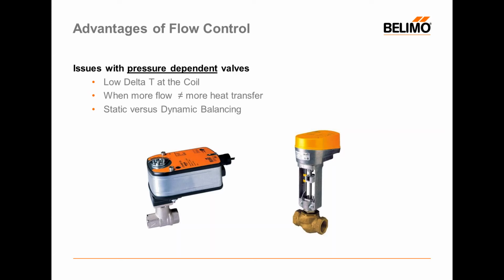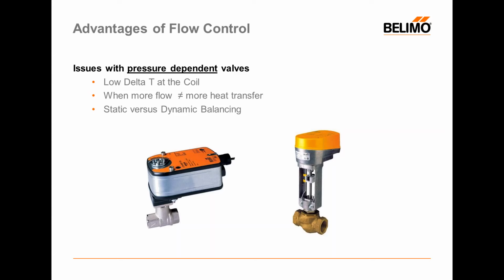And so what we really need to do is examine some of the ways that pressure-dependent valves or position control valves, such as the CCV or the globe valve that are shown here on the screen, don't behave like we would like them to. And so we're going to take a look at how we can generate low delta T's at the coil. And low delta T really means that we're transferring heat inefficiently. We're probably using more water than we have to achieve the same amount of load offset in the space.